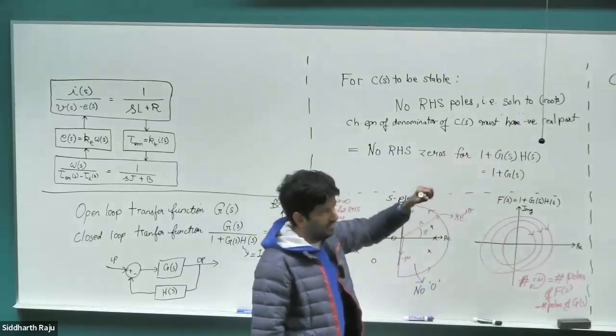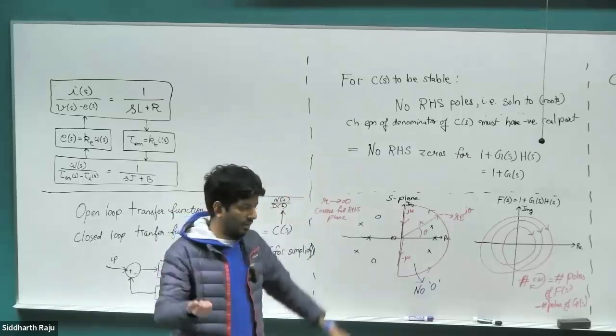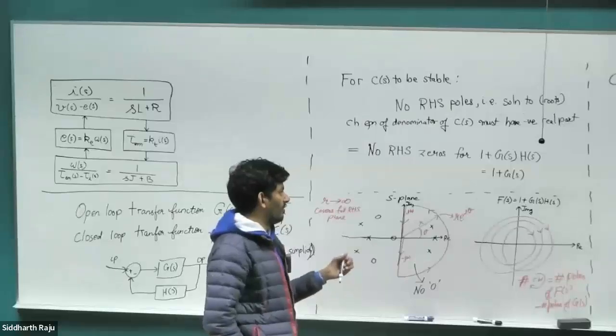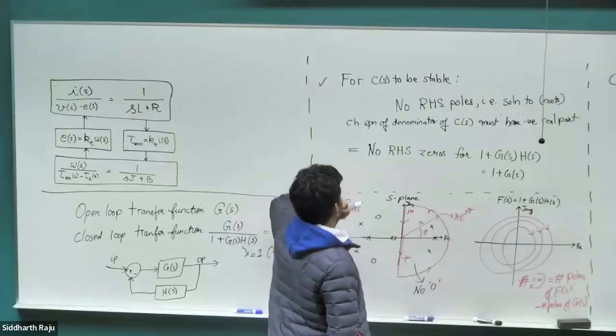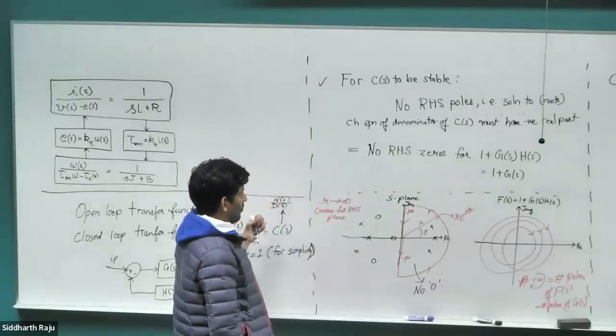If they had positive real parts, then you will have e to the power alpha t, alpha being positive. That means you have an exponentially increasing signal. For a bounded input, you'll have an unbounded output, which means it's completely unstable, right? So this is the first requirement for a closed loop system to be stable. The roots of the denominator of C of S must all be on the left-hand side.